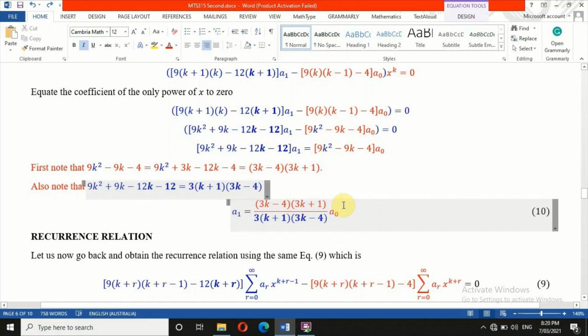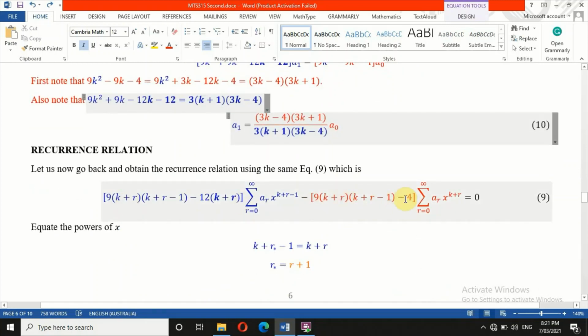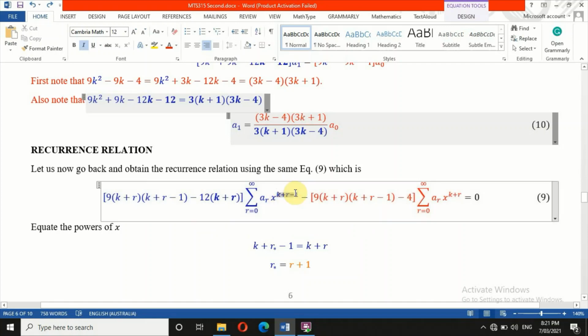Now let's take a look at the recurrence. How do you now get the recurrence? Do I remember the method I explained to you in the class? So let me take a look. Look at equation 9 again. I'm back to equation 9 now. In this equation 9, I want the power of this one to be equal to the power of this one.